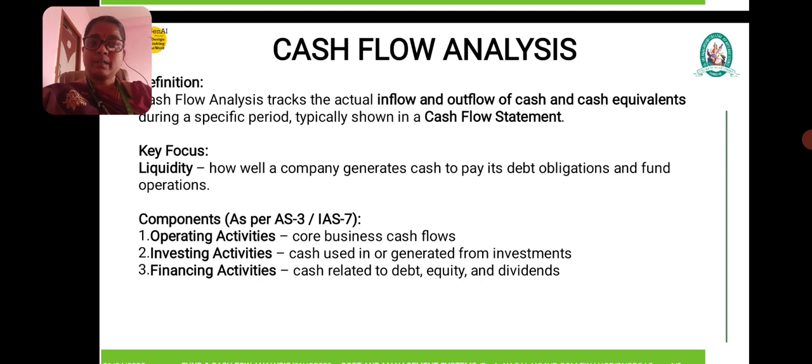Components. So as per Accounting Standard 3, IAS 7, operating activities, investing activities and financing activities are monitored. So operating activities is the core business cash flows. Investing activities, cash used in or generated from investments. Financing activities, that is cash related to debt, equity and dividends. These are the components of cash flow analysis.